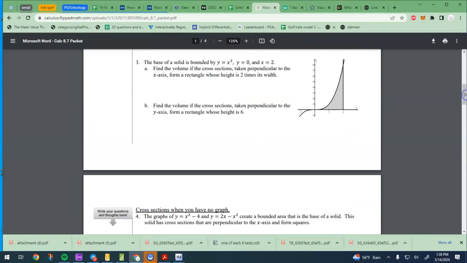Actually, let me show you something on 3 first. So where you're headed on your next test will look like this. I'll give you a shape, and I'll probably ask you to do 6 things to it. Find the area, set up the area with respect to x, set up the area with respect to y. I'll ask you to find a cross section perpendicular to the x-axis of some shape, and a cross section perpendicular to the y-axis of some shape.